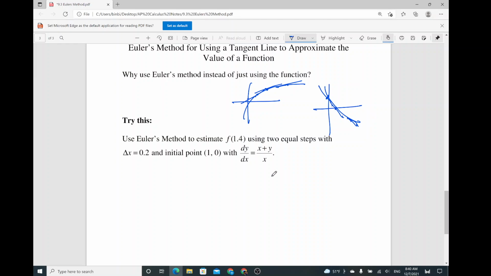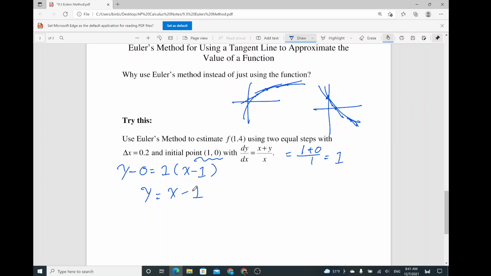So use the Euler method to estimate f of 1.4 using 2 equal steps with delta x 0.2, and the initial position is 1, 0. So we need to find the equation of a tangent line starting off with 1, 0. So y minus 0 equals the slope here. Plug in a number, so we got 1 plus 0 over 1, which is 1. So 1 times x minus 1. So we got y equals 1x minus 1.